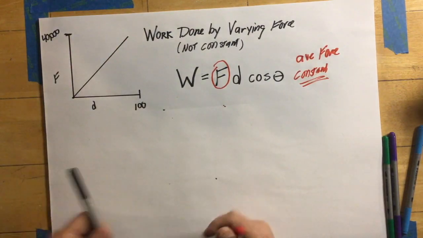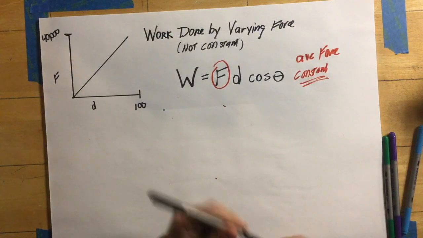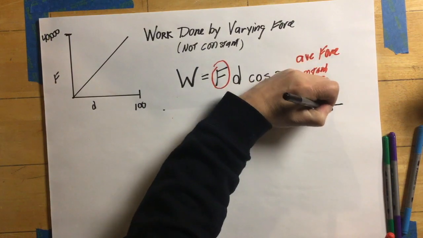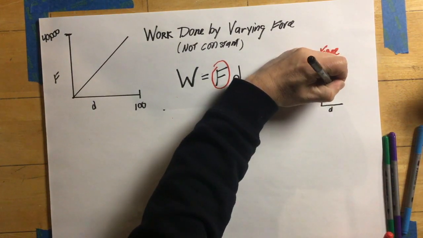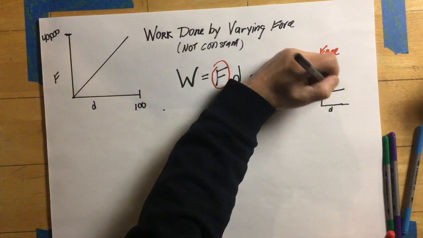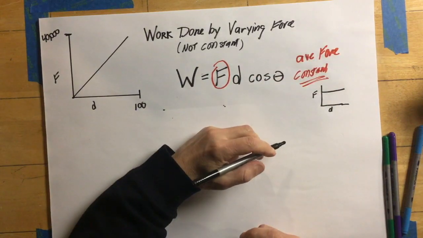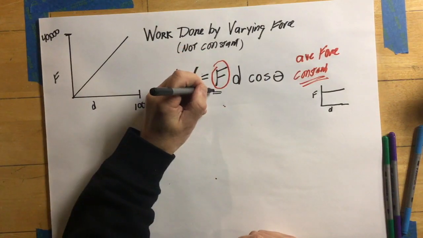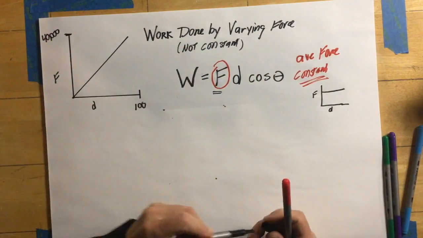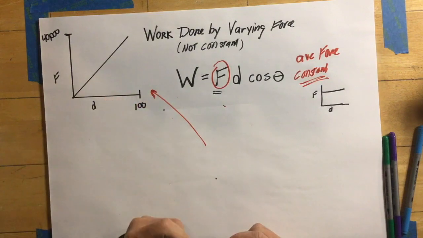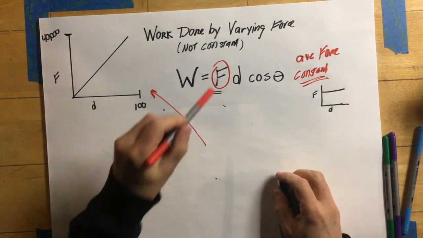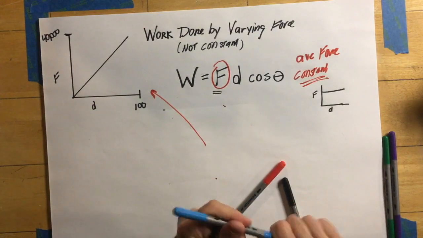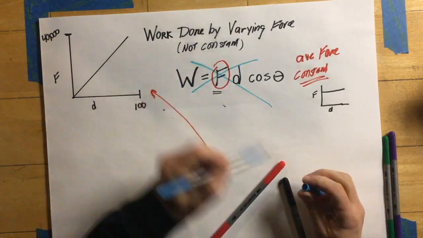A graph that would be representing a constant force would be a graph that just looks like that. It does not change its value. So if you did force versus distance, you're just doing this equation here because this value doesn't change. When you get something like this, that's a little different. You can't use this. Essentially, no, cannot use that.